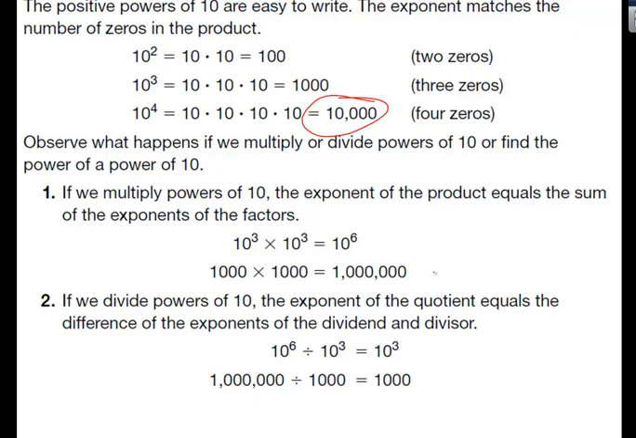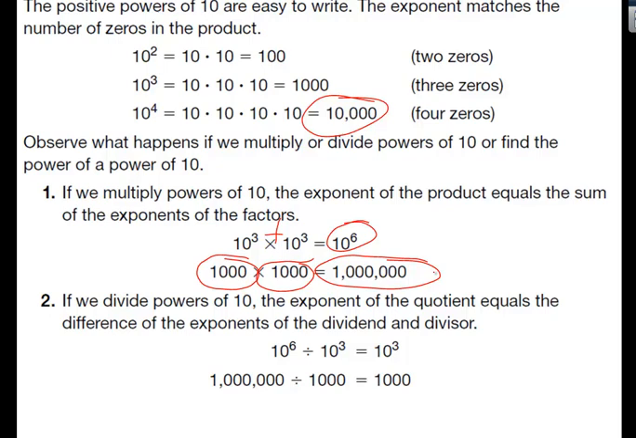So observe what happens if we multiply or divide powers of 10 or find the power of a power of 10. If we multiply powers of 10, the exponent of the product equals the sum of the exponents. So 10 to the third times 10 to the third is 10 to the sixth. That's 3 plus 3 equals 6. The way you see that is that 10 to the third is really 10 times 10 times 10, which is 1,000, which also happens to be a 1 with 3 zeros. And if we multiply that by itself, then we get 1 with 6 zeros, or 1 million.